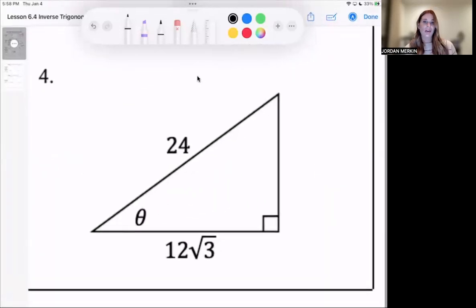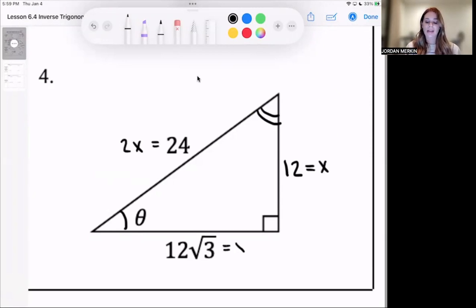You might actually notice something about this problem. And you could use trig to solve it, but 12 root 3 and 24, I'm going to take a wild guess and say that this is 12, which it is if you do Pythagorean theorem. And what rule is this? Well, this would be x, 2x, and x root 3. So what is theta? Well, it actually is going to be 30 degrees. This is a 30, 60, 90 triangle.